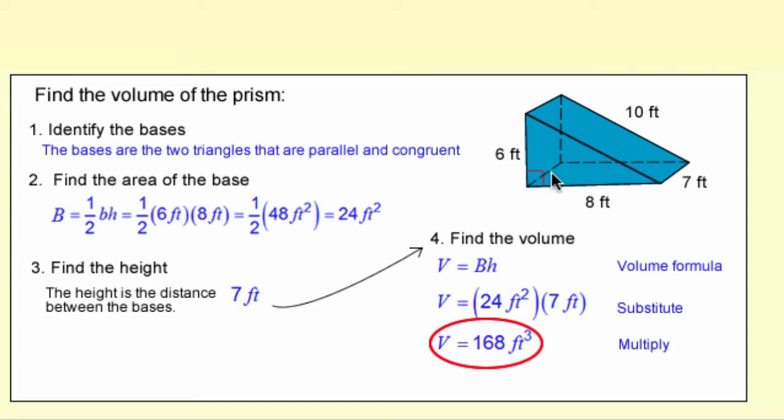So you find the area of the triangle, which is 24 cubic feet, and then multiply by 7. That gives you the volume of 168 cubic feet.